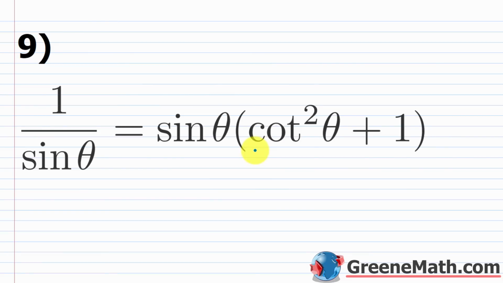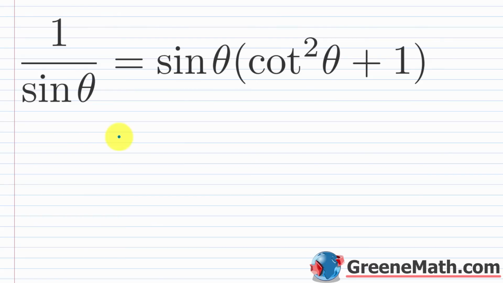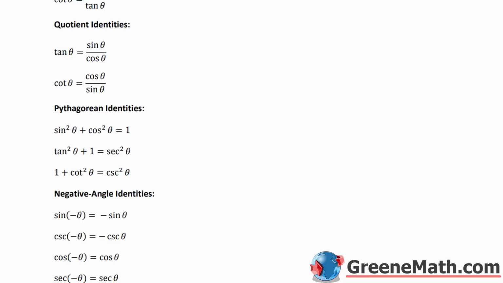All right, let's take a look at problem number 9. So here we have 1 over sine of theta is equal to sine of theta times your quantity cotangent squared theta plus 1. For this one, it's very easy. I'm going to again work on the right side. Cotangent squared theta plus 1, I think you know at this point that that is cosecant squared theta. Again, going back, you can see that 1 plus cotangent squared theta is equal to cosecant squared theta.